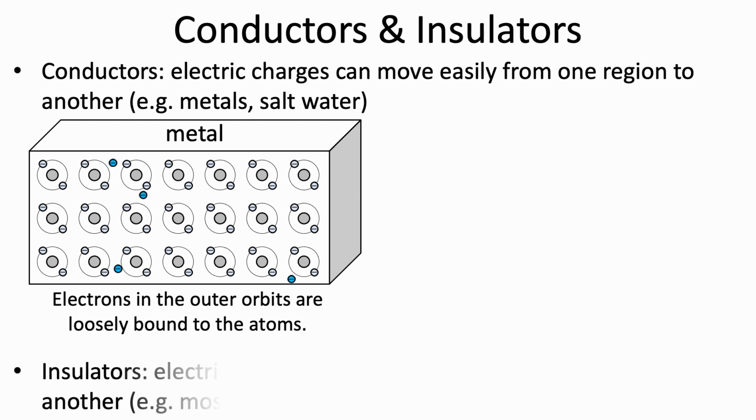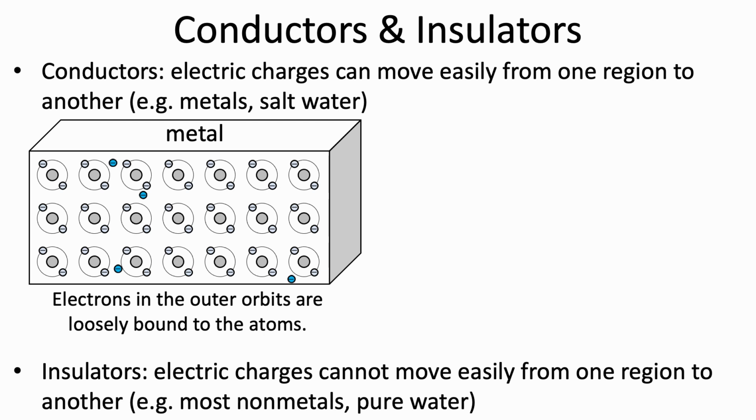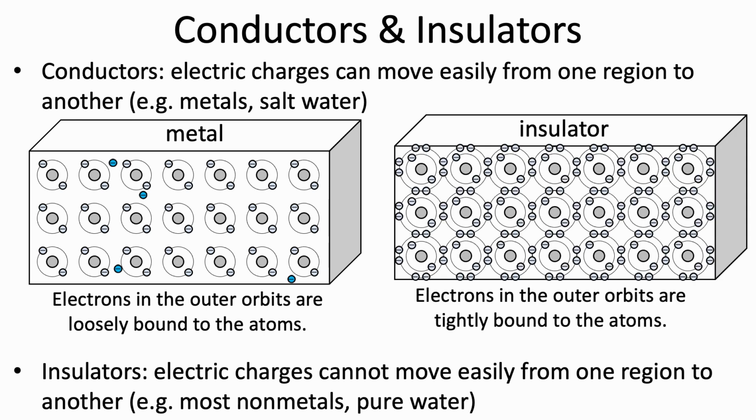In contrast, in insulators, electric charges cannot move easily from one region to another. Most nonmetals and pure water are some examples of insulators. Here's a schematic diagram of an insulator, and its electrons in the outer orbit are tightly bound to the atoms. There are also semiconductors, which have properties between conductors and insulators.